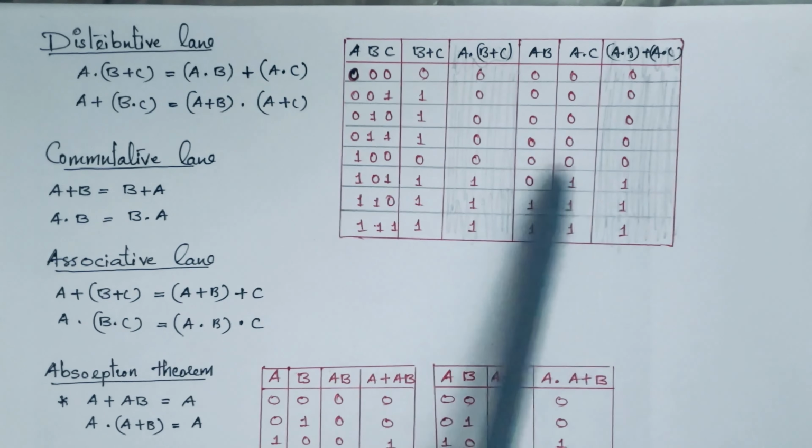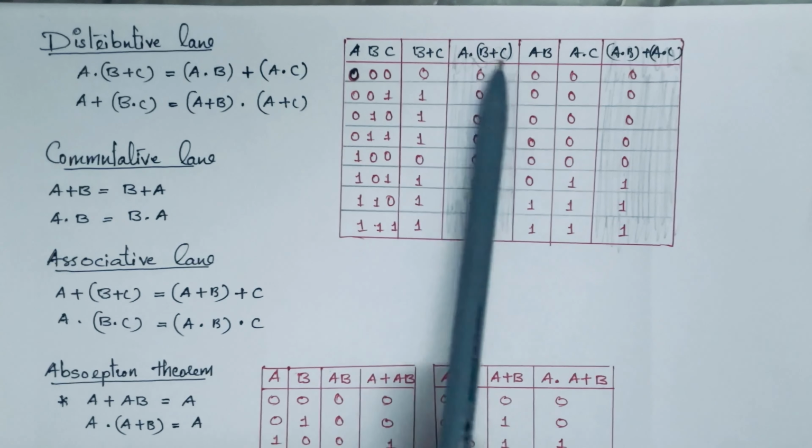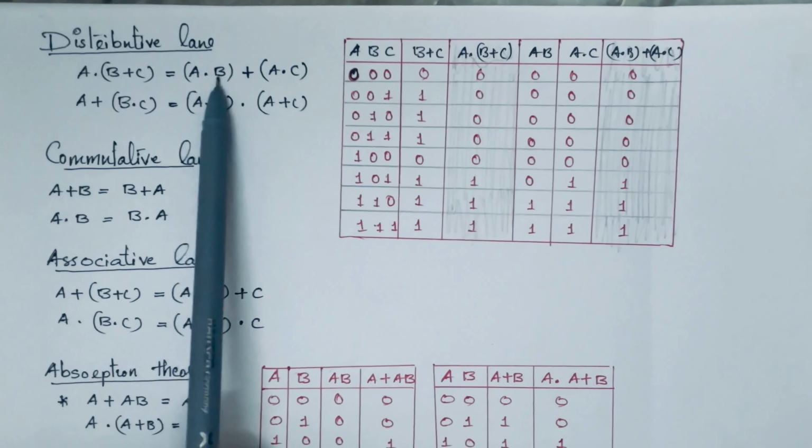So we are taking the 3-bit combinations from 0, 0, 0 to 1, 1, 1. Then we are writing all these A, B, C. For the LHS part, first we want B plus C. So we are finding out B plus C. Then we want A dot (B plus C). So A dot (B plus C). This is our LHS.